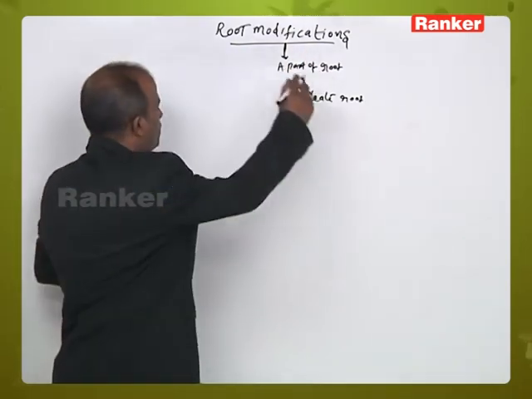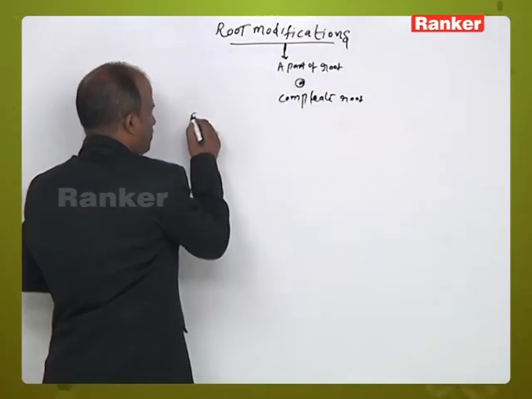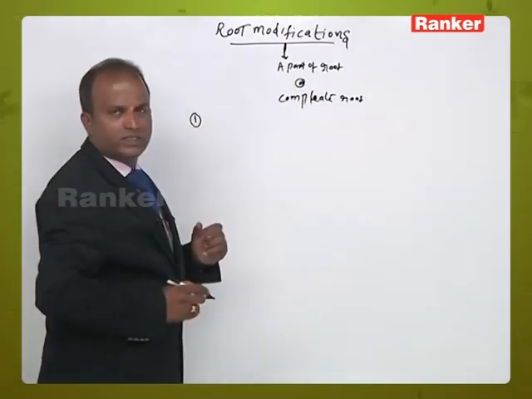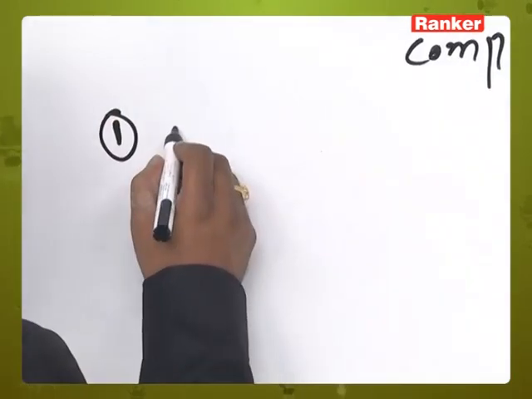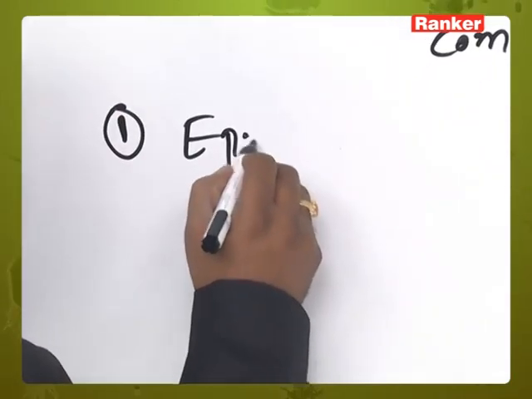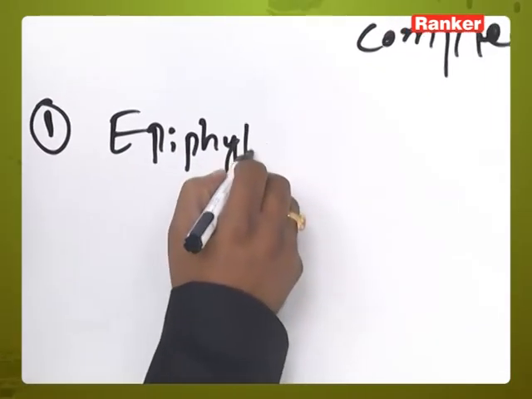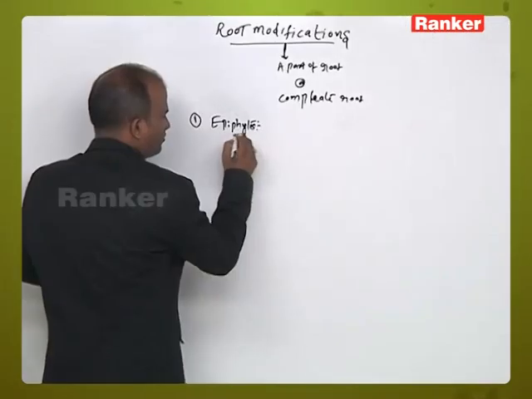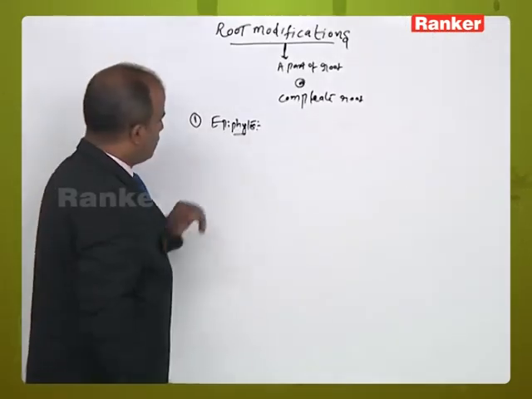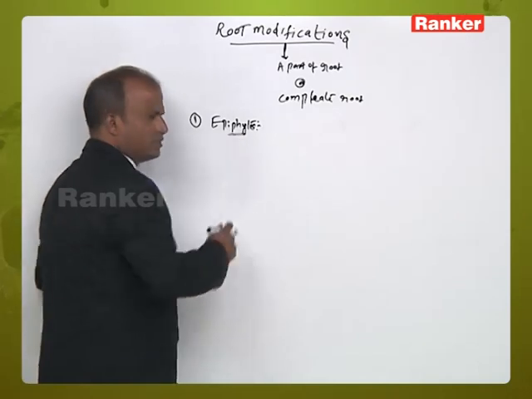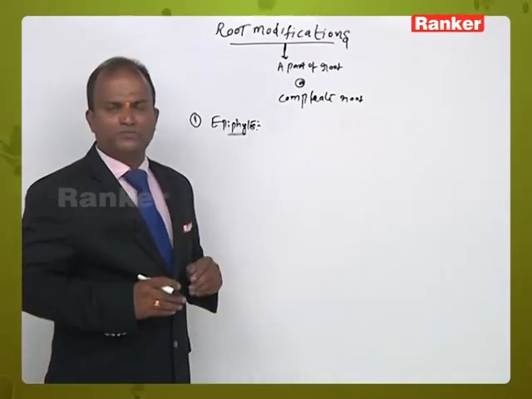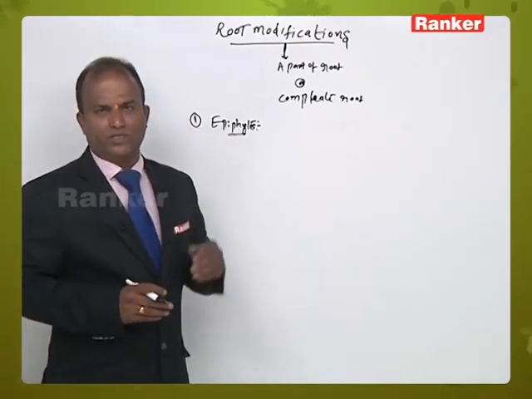In root modification, what is the first type of root modification? That is nothing but epiphytes. What is meant by epiphytes? These are the smaller plants which grow in evergreen forests.